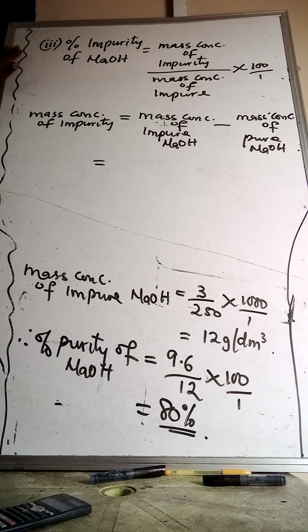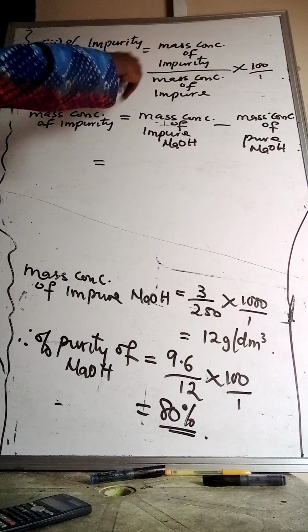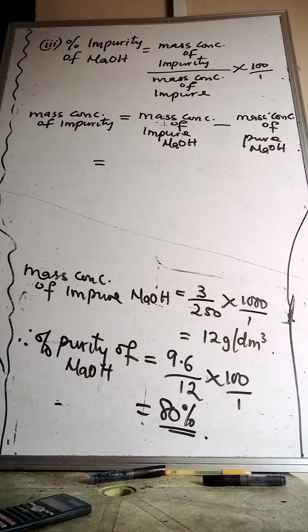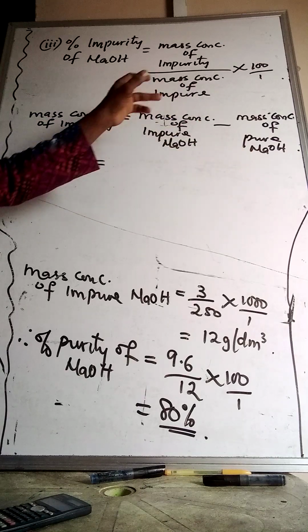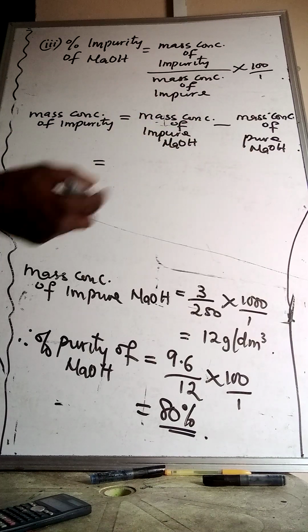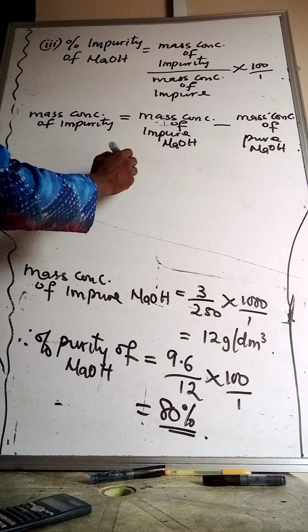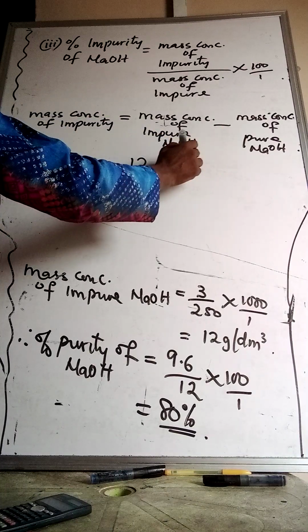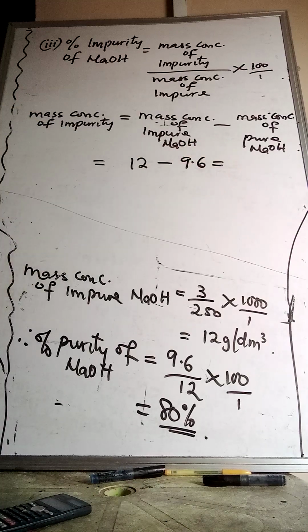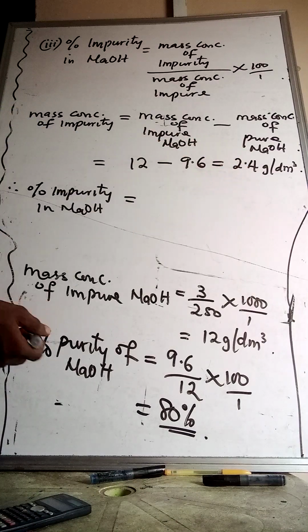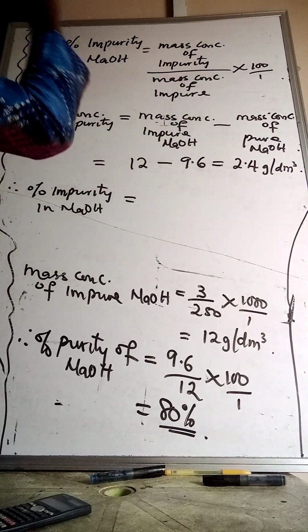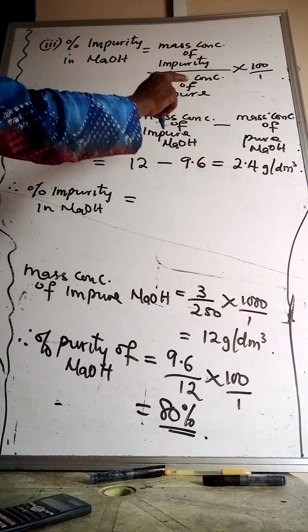To find percentage impurity, the formula is mass concentration of impurity divided by mass concentration of impure multiplied by 100. How do we know the mass concentration of impurity? We know that by subtracting the mass concentration of pure sodium hydroxide from the mass concentration of impure sodium hydroxide. And don't forget, mass concentration of impure sodium hydroxide is 12 minus 9.6. And what will that give us? We get 2.4 grams per dm cube. So 2.4 grams per dm cube is the mass concentration rather of the what?